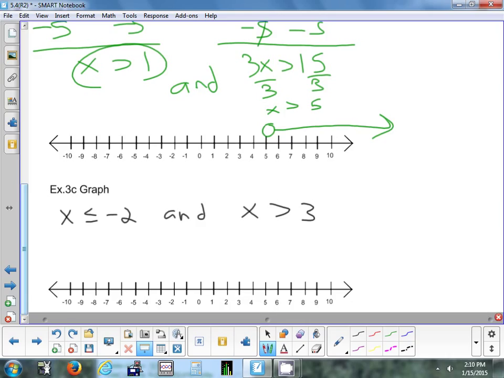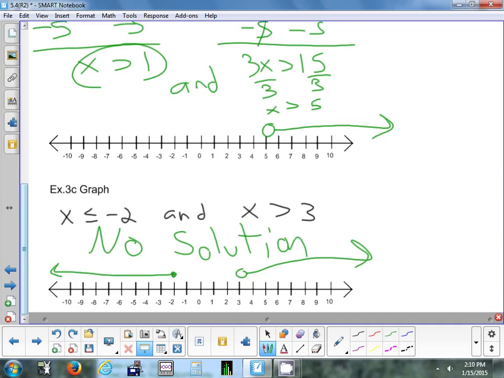Last one. Kayla, go ahead. No solution, right? I got X is less than or equal to -2, so that's a closed circle going this way. And then I got X is greater than 3, that's an open circle going this way. Make sure you write no solution. It's not an or. If they're going in opposite directions, that's no solution if it's an and.